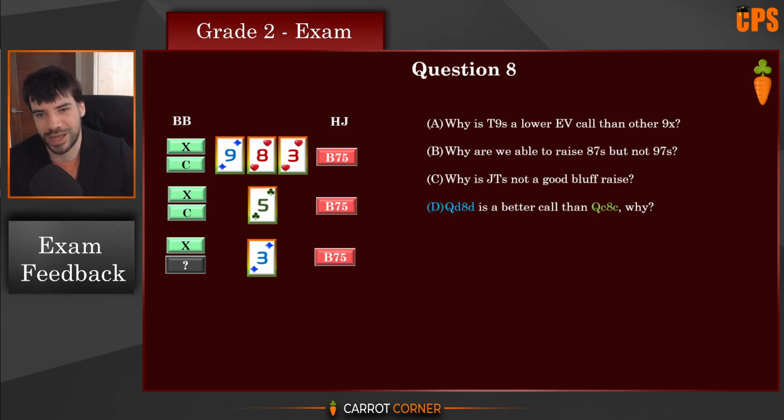Why is 10-9 suited a lower EV call than the other 9x? This one isn't too bad, but we'll get to this. Why are we able to raise 8-7 but not 9-7? Very tricky blocker related phenomenon here. Why is Jack 10 suited not a good bluff raise? Again, blockers are going to be important. And then Queen 8 of diamonds is a better call than Queen 8 of clubs. Why? This one is super obscure and kind of an exercise in logic and problem solving. Let's get into the answers.